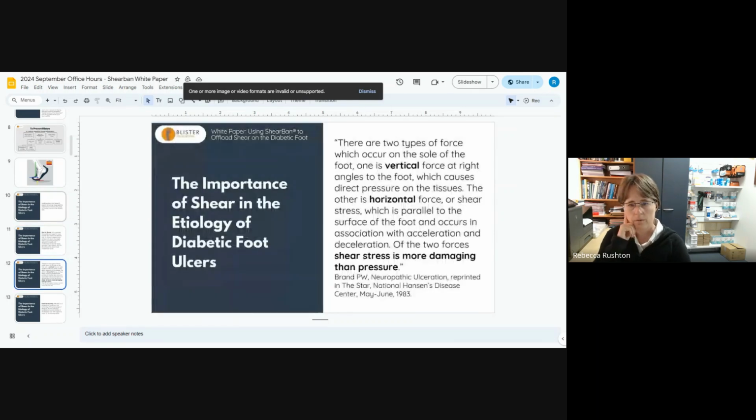There are two types of force which occur on the sole of the foot. One is vertical force at right angles to the foot, so that's like pressure, which causes direct pressure to the tissues. The other is horizontal force or shear stress, which is parallel to the surface of the foot and occurs in association with acceleration and deceleration, i.e. bone movement. Of the two forces, shear stress is more damaging than pressure.